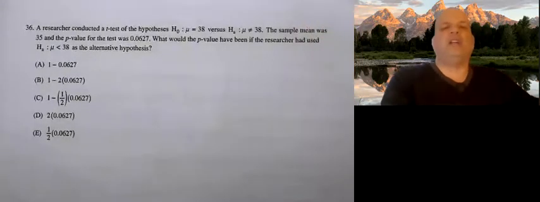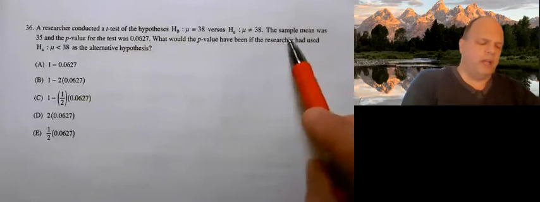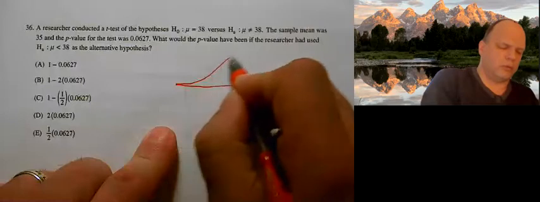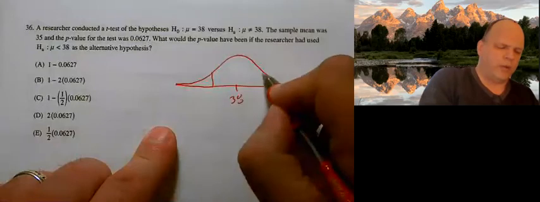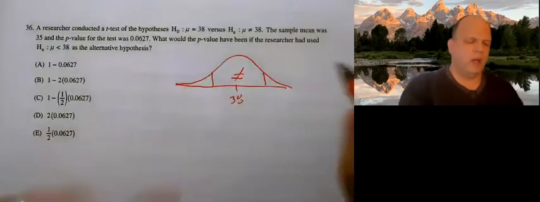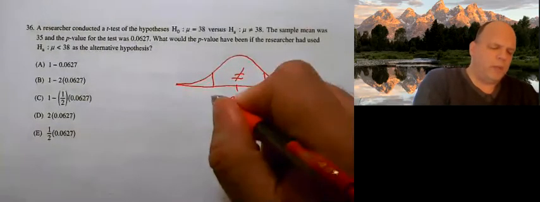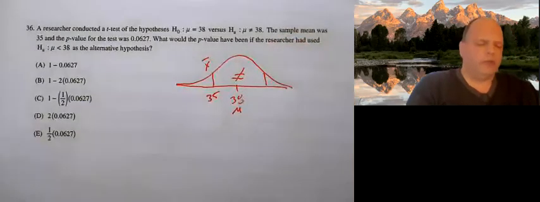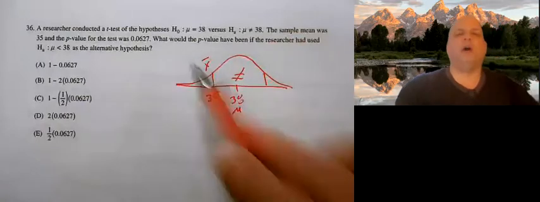A researcher conducted a t-test of the hypothesis mu equals 38 versus mu does not equal 38. So we have a 2-sample test. And here's our claim at 38, and we have a not equal test. The sample mean was 35. So this is the population mean, and we actually ended up with an X bar right here of 35. And notice 35 is less than 38. And we ended up with a p-value of 0.0627.